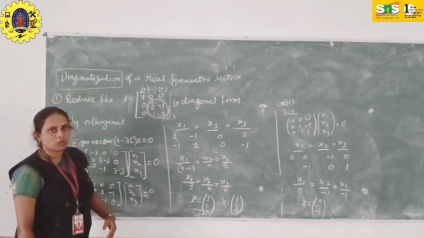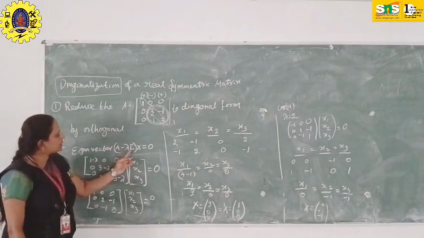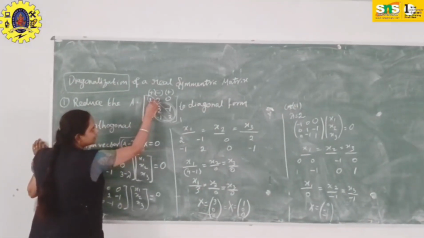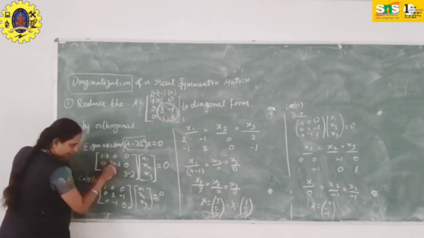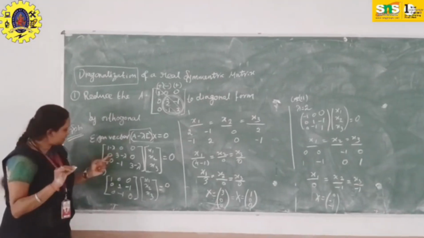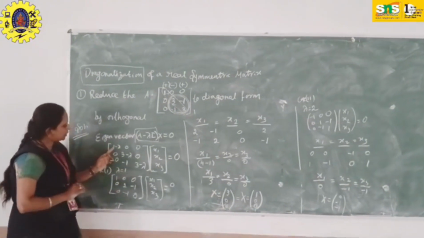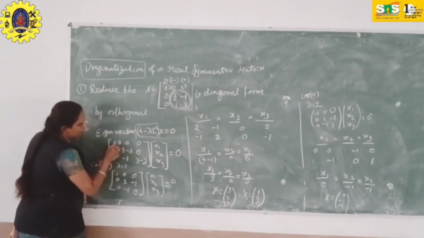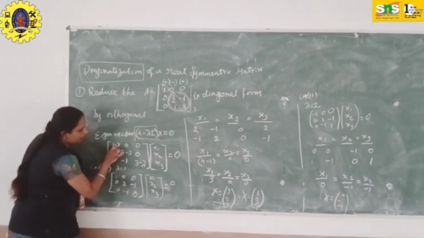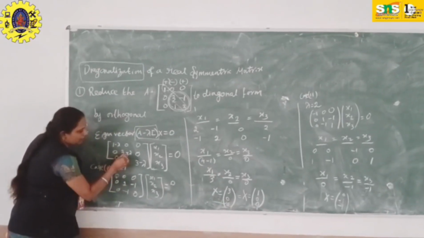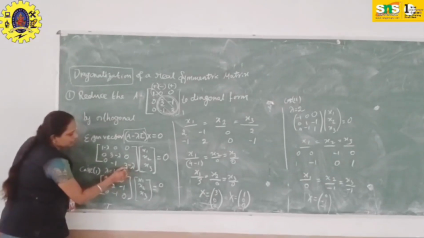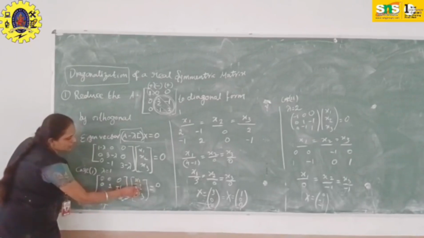Using the eigenvalues, we are going to find the eigenvectors. The eigenvector equation is A minus lambda I into x equal to 0, where we subtract lambda from the diagonal elements. For the first eigenvalue, lambda is 1. So 1 minus 1 is 0, 3 minus 1 is 2, and 3 minus 1 is 2, times x1, x2, x3 equal to 0.